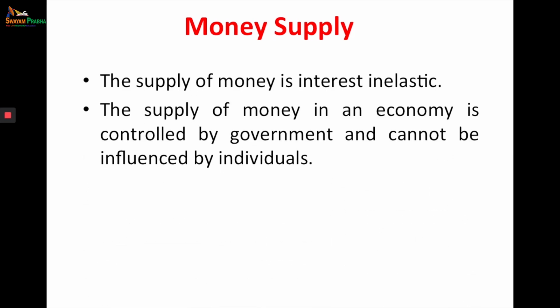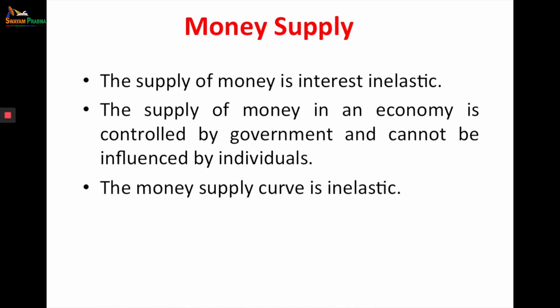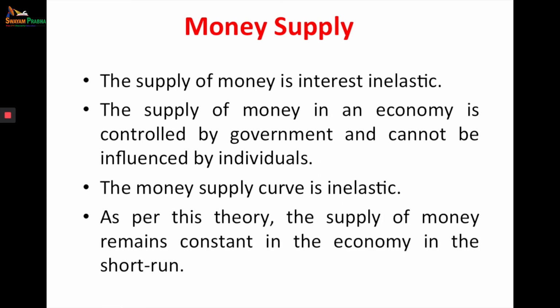Second is money supply. The supply of money is interest inelastic. It means the supply of money in an economy is controlled by the government or the monetary authority, like the RBI in India or the central bank in other countries, and cannot be influenced by the individual. That's why the money supply curve is inelastic. As per this theory, the supply of money remains constant in the economy in the short run.